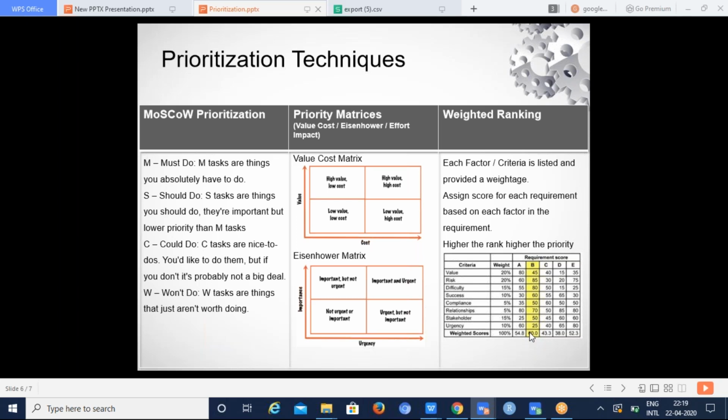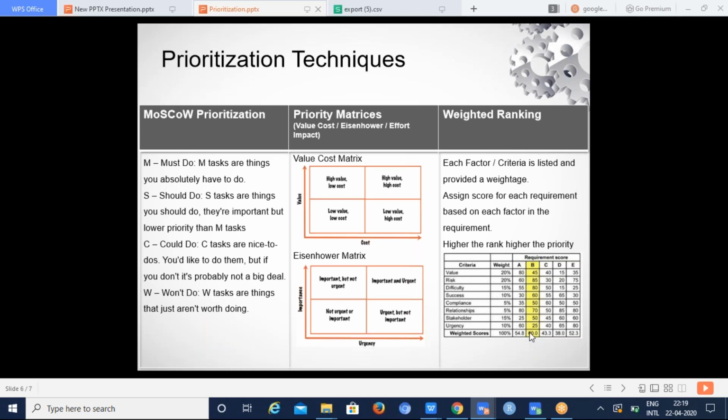I'm not asking about backwards. If we have to find out a factor or criteria for a weighted ranking or for low or high value, how do we find out whether the value is high or low?